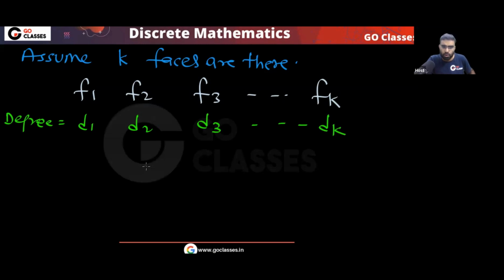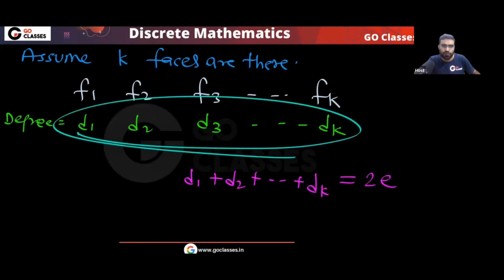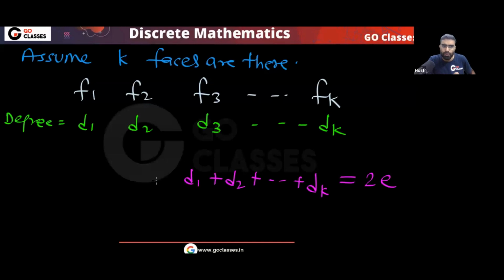Now, if I add all of them, d1 plus d2 plus and so on up to dk, that will be twice the number of edges. The total degree of faces is twice the number of edges. Now notice d1 is greater than or equal to 3, d2 is greater than or equal to 3, d3 is greater than or equal to 3, and dk is greater than or equal to 3. The degree of every face is at least 3.